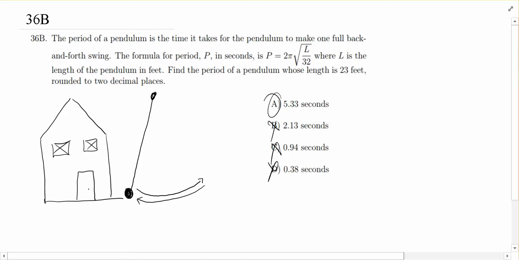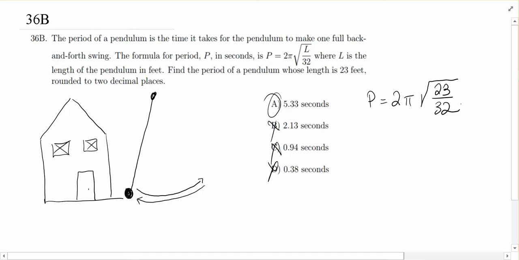Now, to actually solve this problem, again, this is not a super complicated problem to solve. And we can even estimate it without a calculator fairly easily. This problem is asking us to plug 23 in for the L. And that's it. So it's just a calculation on the right hand side.